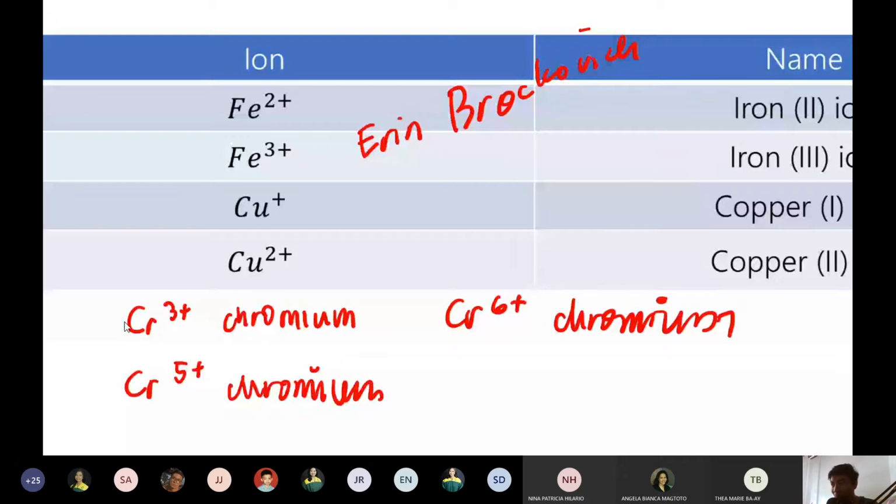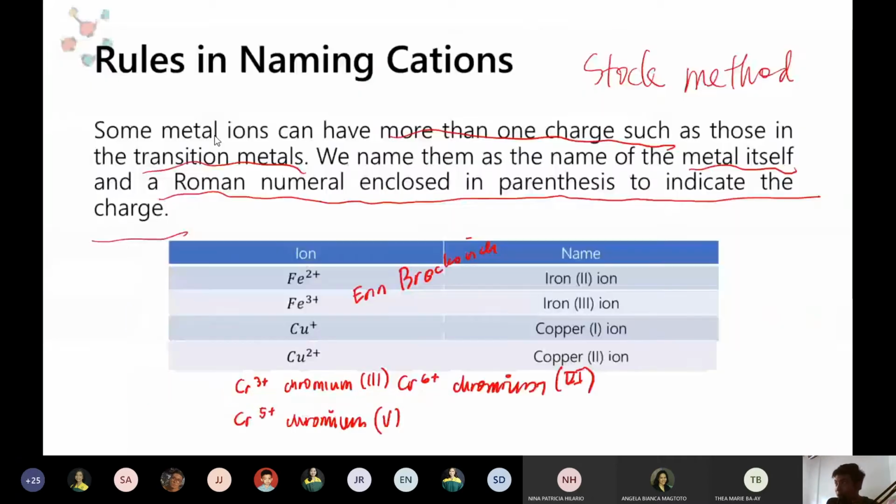And ano pa yung sabi ng stock method? You indicate the charge using Roman numerals. So this is chromium 3, this is chromium 5, and this is chromium 6. Okay. Ayan, alam nyo naman yung mga Roman numerals, di ba? So ganun lang. By the way, caps lock, kasi yung quiz na ginawa ko dito, ang caps lock lang ay yung Roman numeral, not the metal's name. So yan lang. Okay, so that's the stock method.